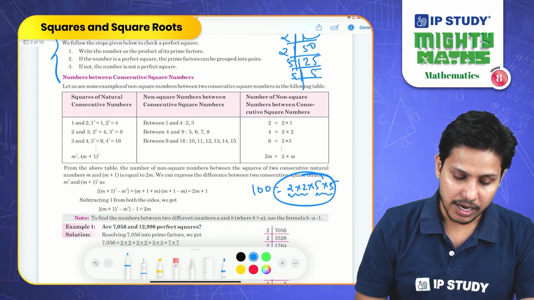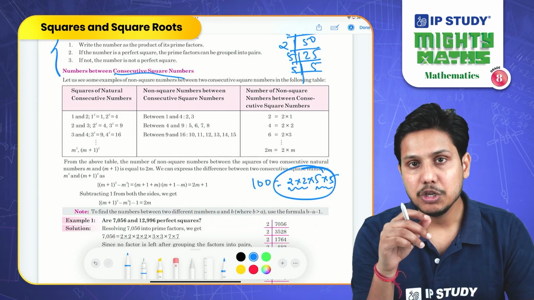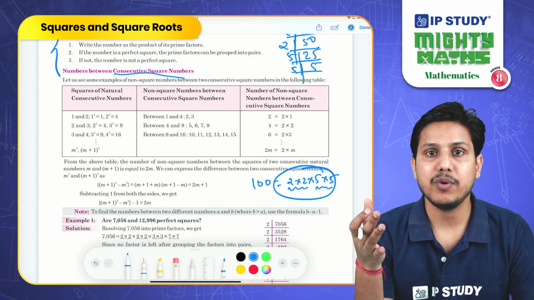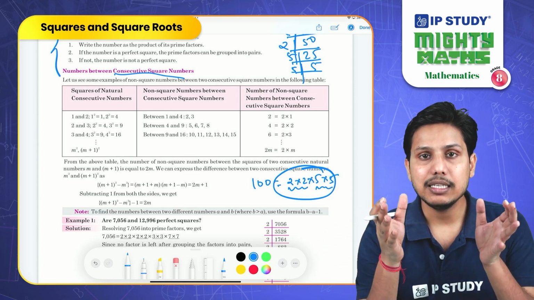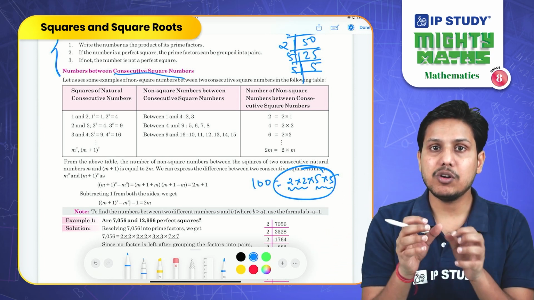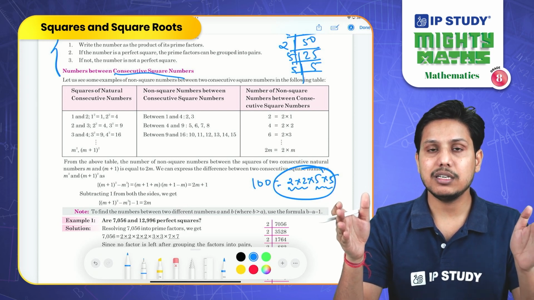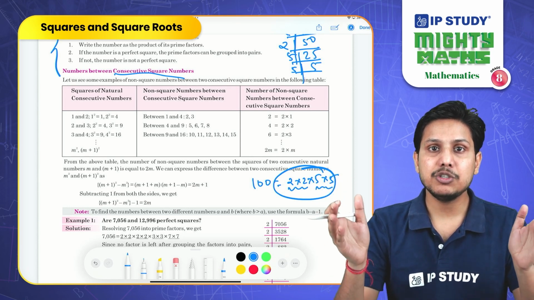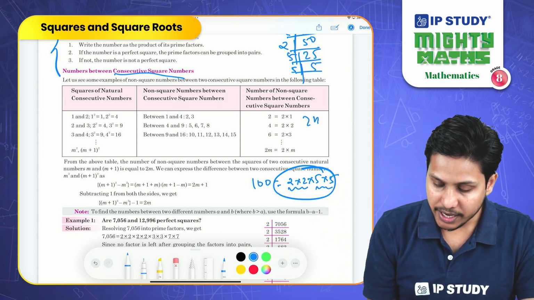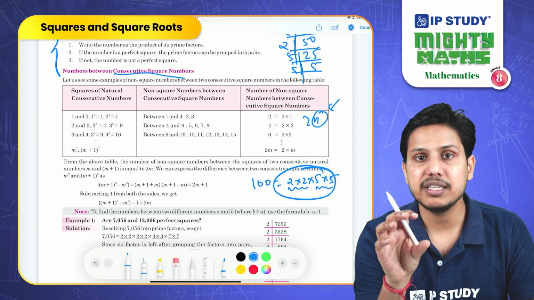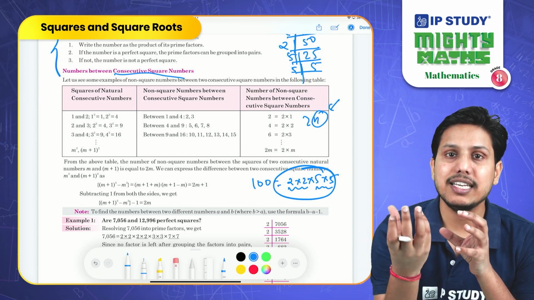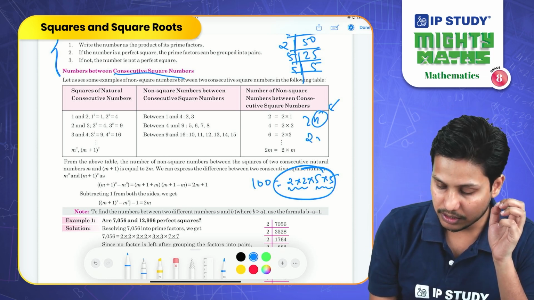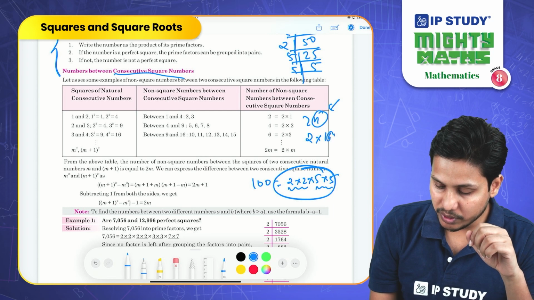Yes. Now numbers between consecutive square numbers. So if we take a square number like the square of 6, 36, and the next square number, that is the square of 7, 49, then the numbers between these two numbers, 36 and 49, will be non-perfect squares. The number of non-perfect squares between these two can be found by the formula 2n, where n represents the first number that we have taken, that is 6. So 6 is the first number whose square is taken here. So the number of non-perfect squares will be 2 times 6, which is 12.